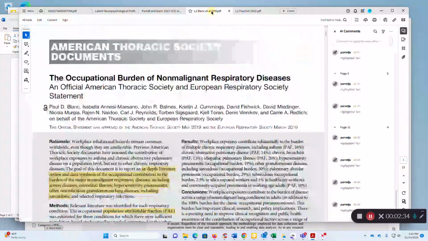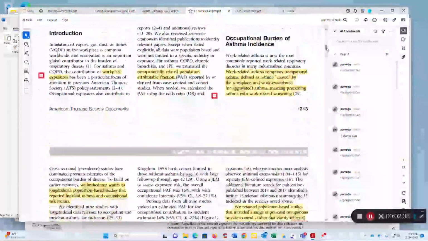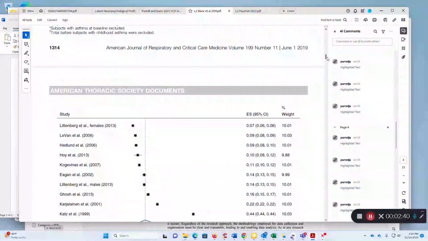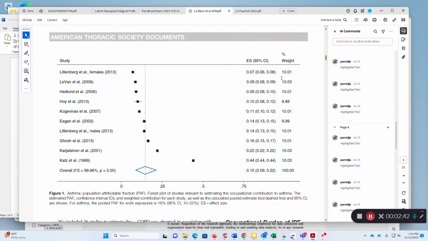But now let's look over at the Blanc. Again, we're going to scroll down until we see a meta-analysis. And again, this one looks a little different, but you see, again, we have the estimates from the different individual articles, and then the diamond gives us our overall estimate. Now, if you were paying close attention earlier, if your eyes are good enough, you may have noticed that the numbers were really quite different.